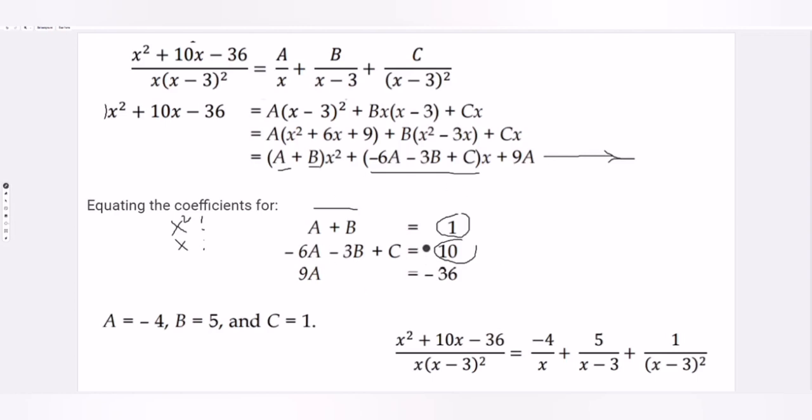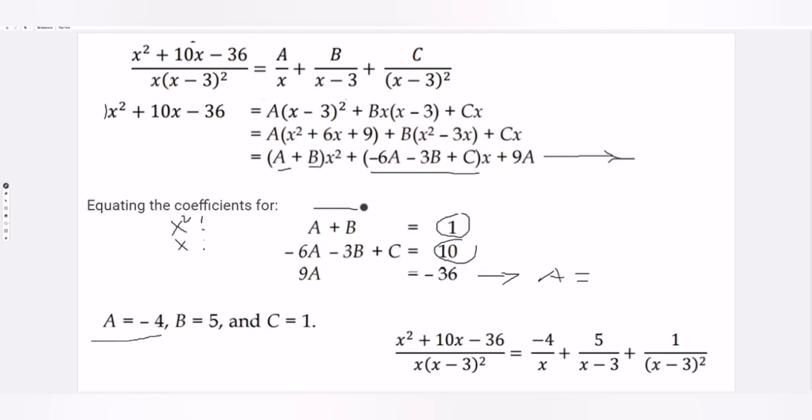So overall, we need to find a, b, and c. The first one that is easy to solve is the value of a, because in our third equation we already know by inspection that a is equal to negative 36 divided by 9, which is negative 4. After having the value for a, which is equal to -4, all you need to do is substitute it into the first equation and into the second equation.